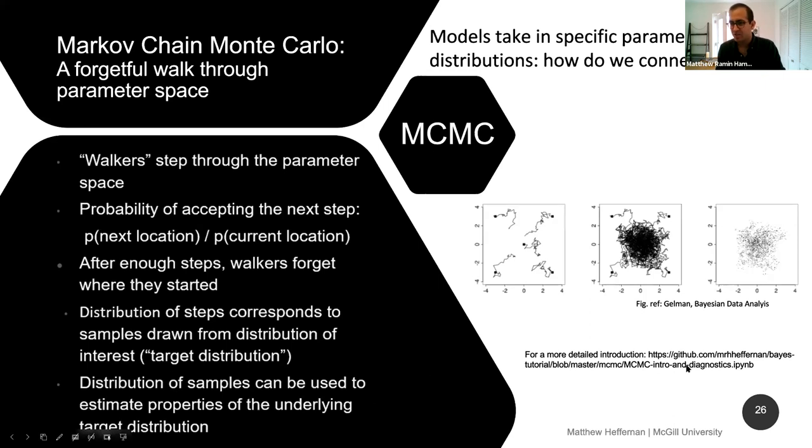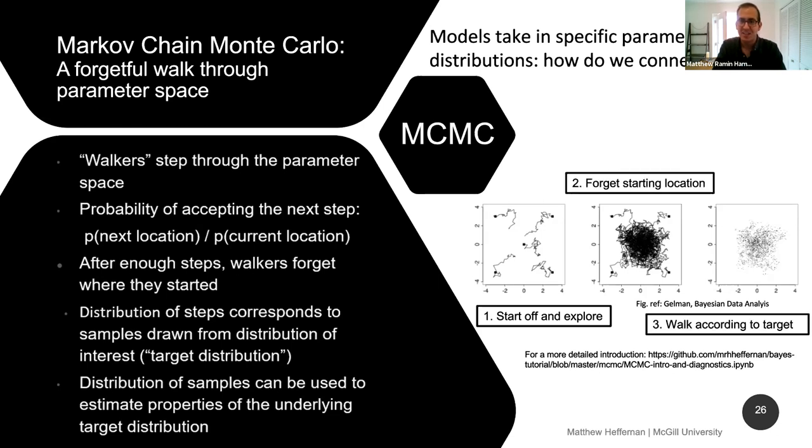Just for some more detailed introduction, if you're really curious about the details of MCMC, I do put some details of Metropolis Hastings there. I just provide this link to a GitHub, which is a Jupyter notebook, just for some more details if you're curious. So what you do is, again, one, start off and explore the space, two, forget the starting location, and then walk according to the target. These different algorithms for Markov chain Monte Carlo are different ways of taking steps, essentially. Think of it as maybe race walking instead of just taking simple steps through your parameter space.